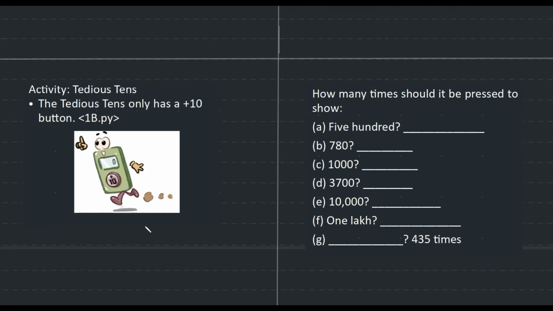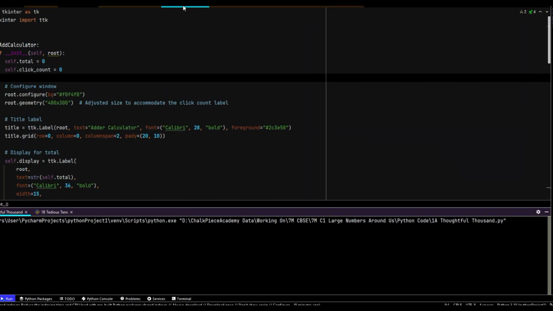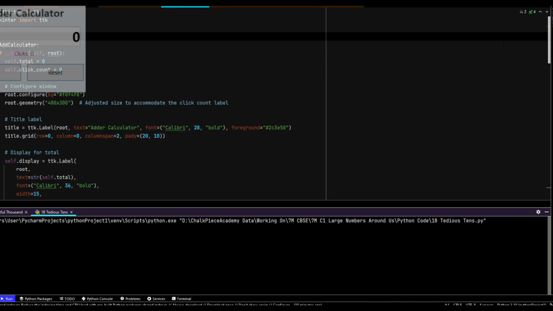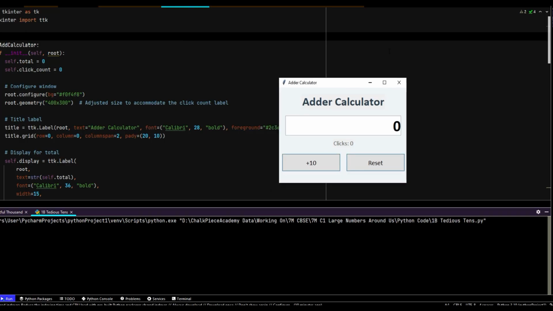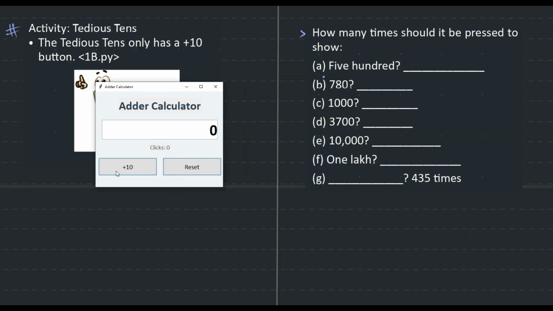So let's go to Thoughtful 10. The Thoughtful 10 only has a 10 button. Okay, that's good. How many times should it be pressed to show 500? So what do you guys think? How many times should we press Thoughtful 10 to go to 500?